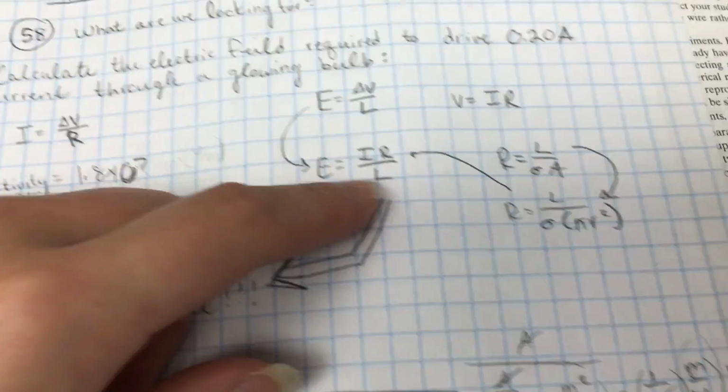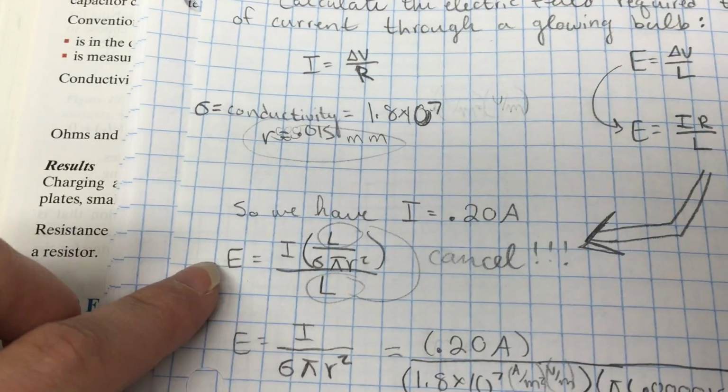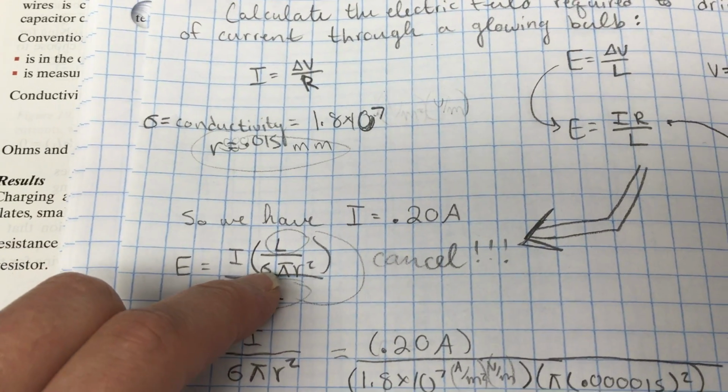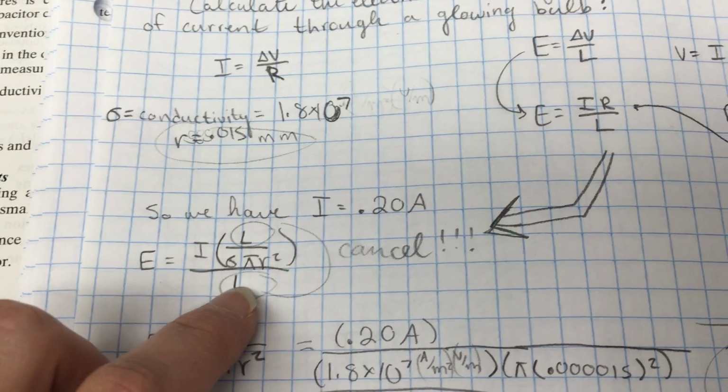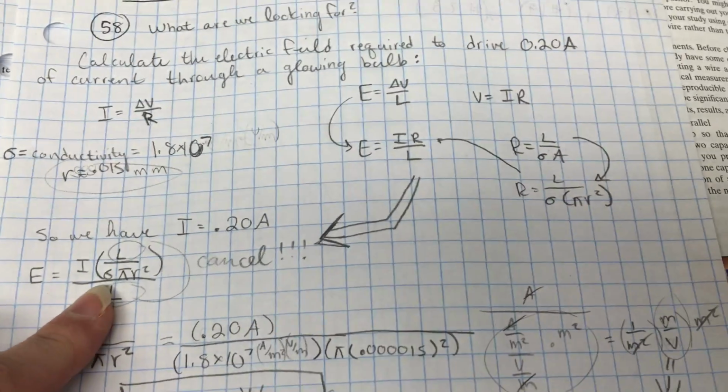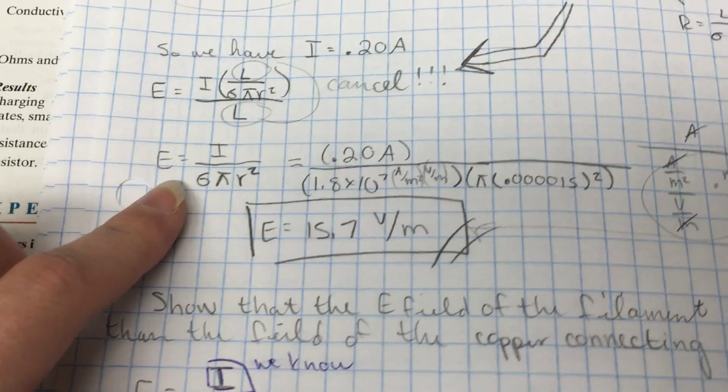They've given me the radius and the area, so I can plug that into R, and I get E is equal to I times R, which is L over the conductivity constant times pi r squared, all over L. This allows my L's to cancel, because I don't have a value for L, so having that gone is a good thing.